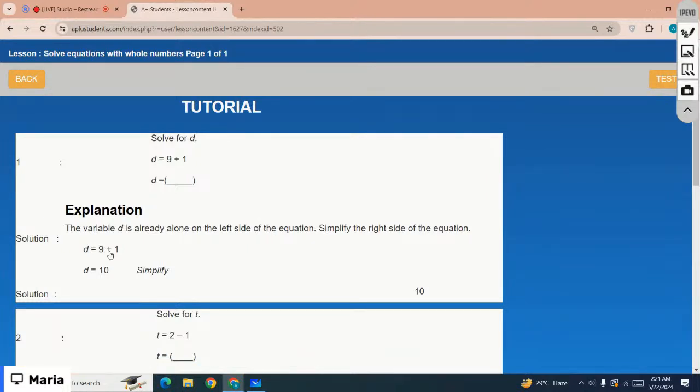Now we're going to start working on the equations, right? Okay, solve for d. You are given d equals 9 plus 1. So you have to evaluate. Simply add 9 and 1. So 9 plus 1 is 10. So d equals 10.